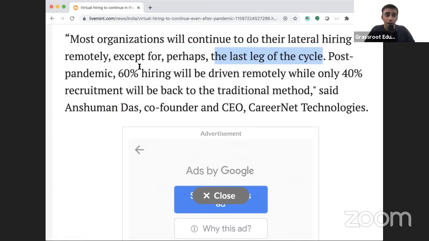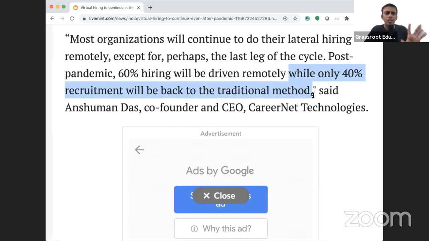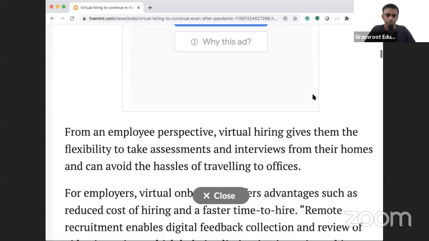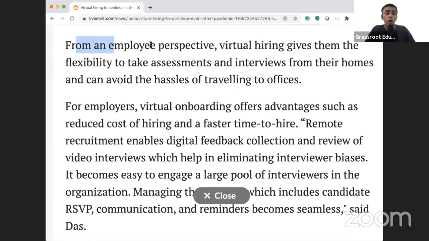Post pandemic, 60% hiring will be driven remotely. 60% of the interviews will be done remotely. Only 40% will come back to the traditional method. That's what he says.